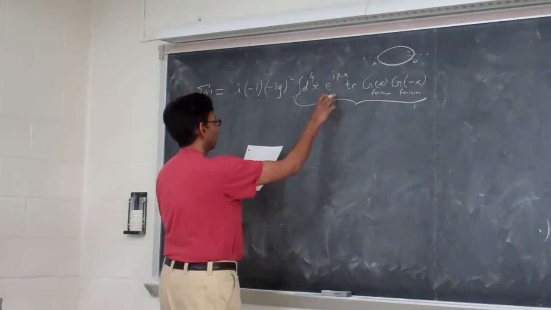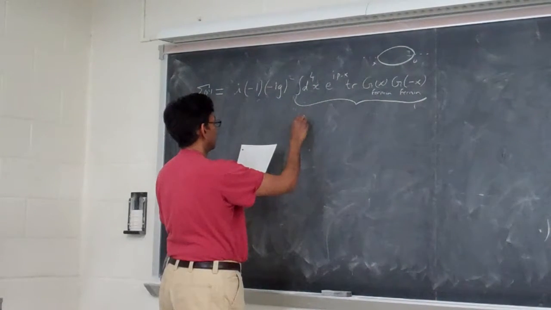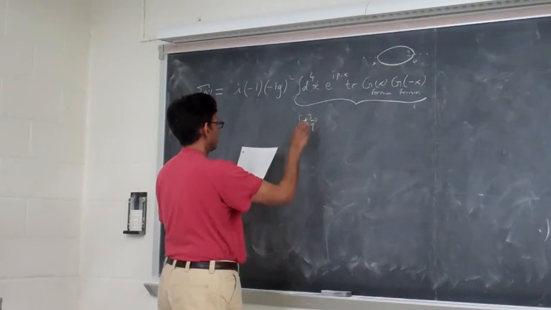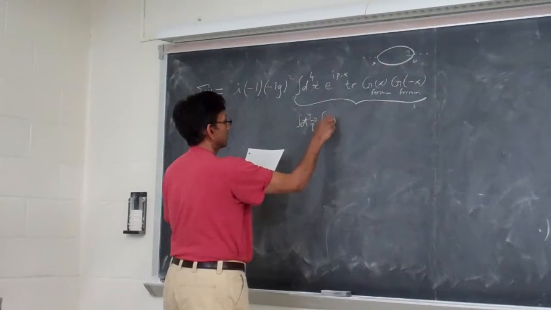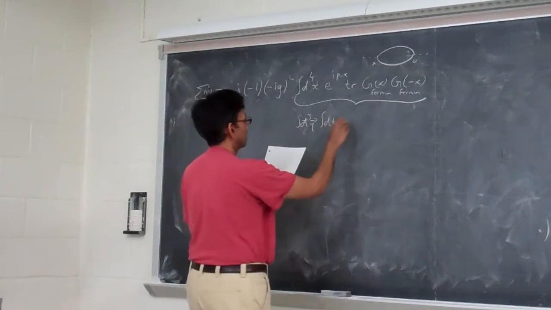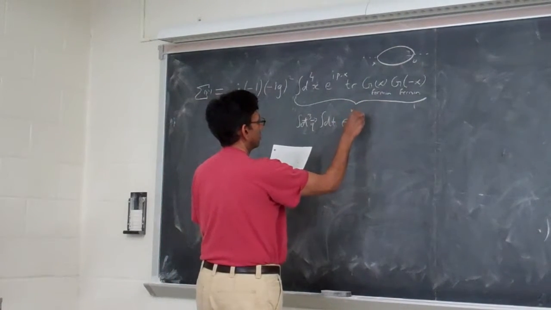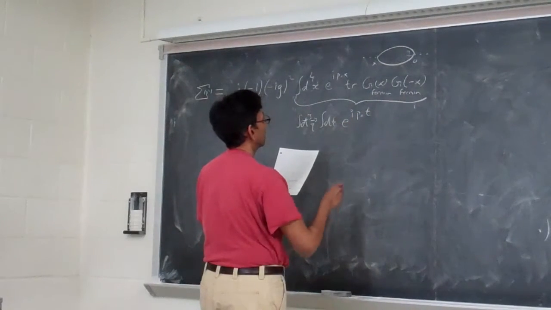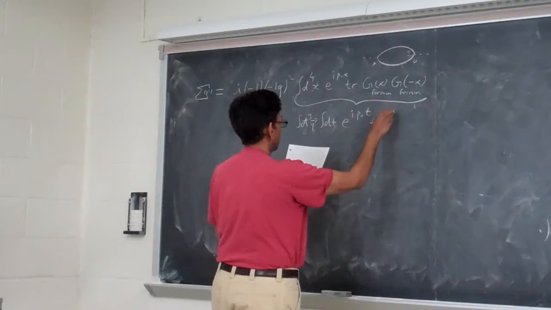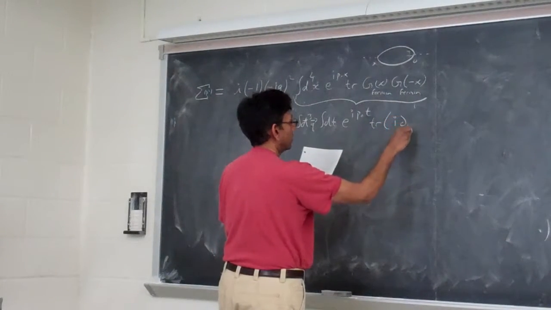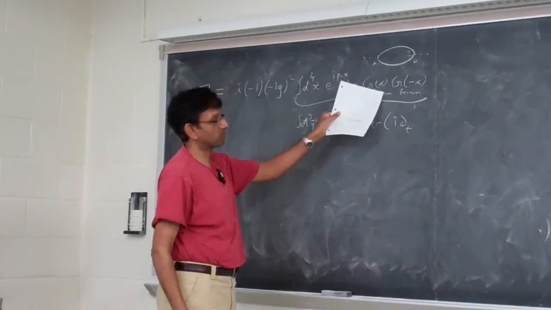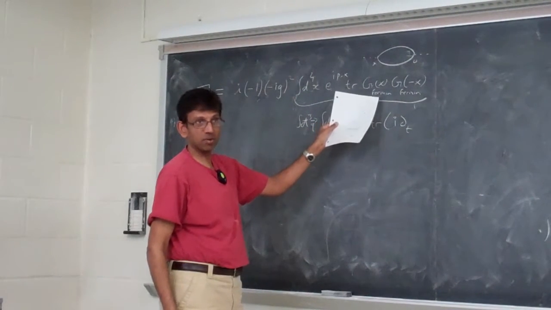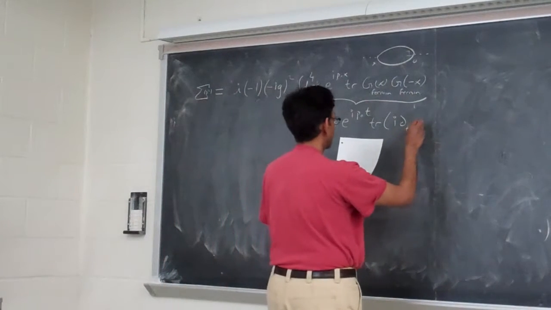So I'm going to write this as an integral just over spatial momentum, equal to the trace of... So everybody knows that the fermion propagator is the Dirac operator acting on the scalar propagator. Okay, so let me just write that back down.